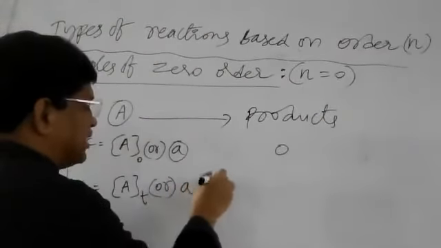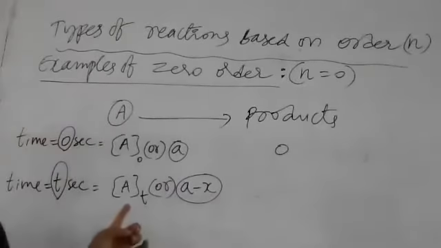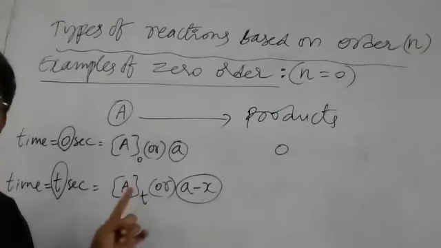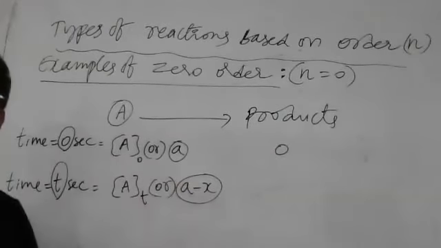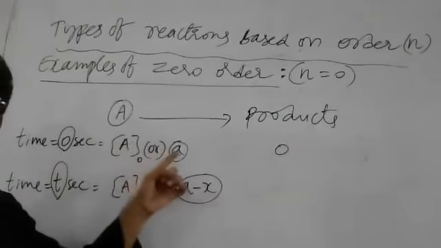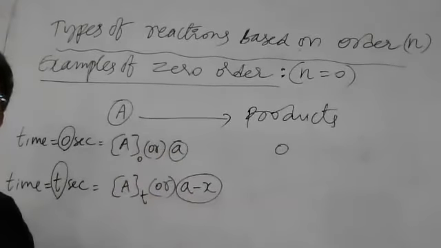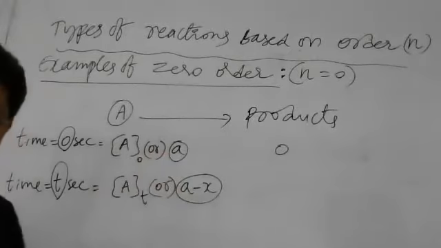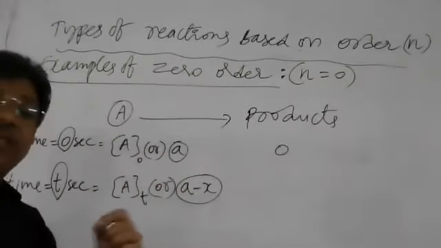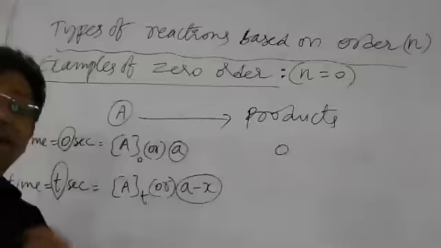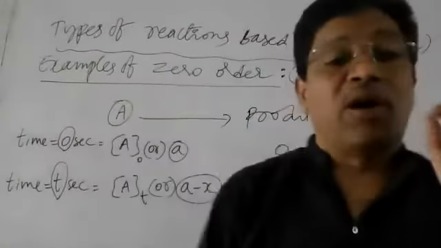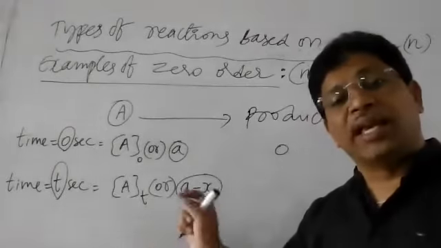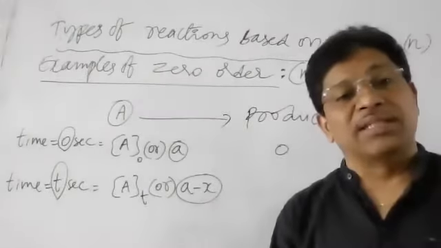A minus X is the leftover. The leftover concentration of reactant after t seconds: the initial concentration is A, so we write A minus X. That means from the initial concentration A, X amount is consumed in the reaction. X is the disappeared amount, the quantity of A that disappeared. How much is left over after t seconds? A minus X is left over.